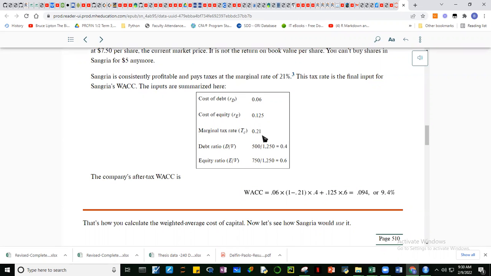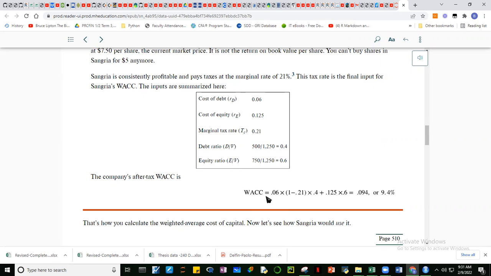Okay, then we have the tax rate here. So how is the weighted average computed? If the amount of debt is 500, we divide it by the total. Ito yung example sa taas, no? Yung market value. Okay, and equity naman 750 divided by the market value. So these are your weights. 40% financed by debt, 60% financed by equity.